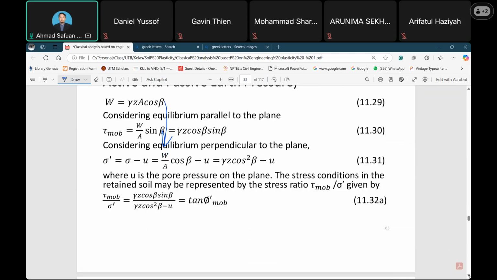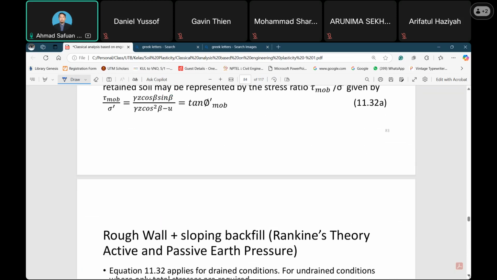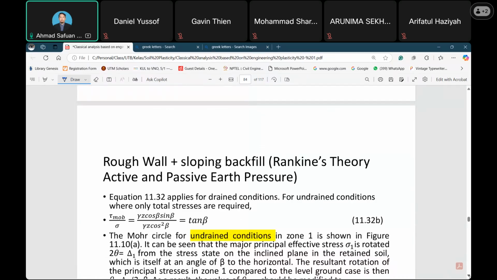So equation 11.3 applies for drained condition. For undrained condition, only total stresses are required. So then the tan beta is obtained.